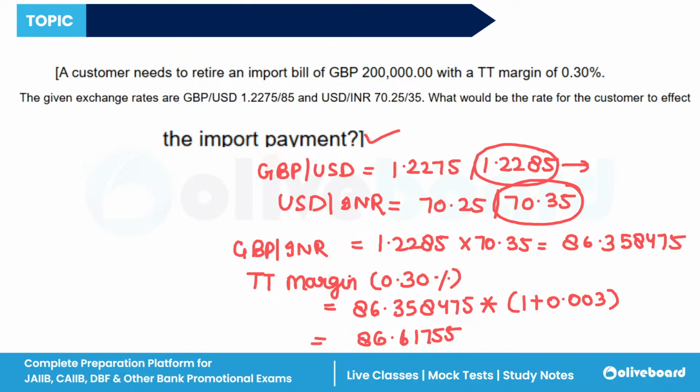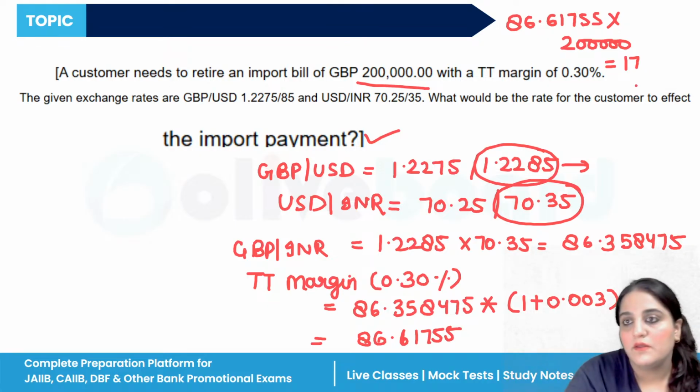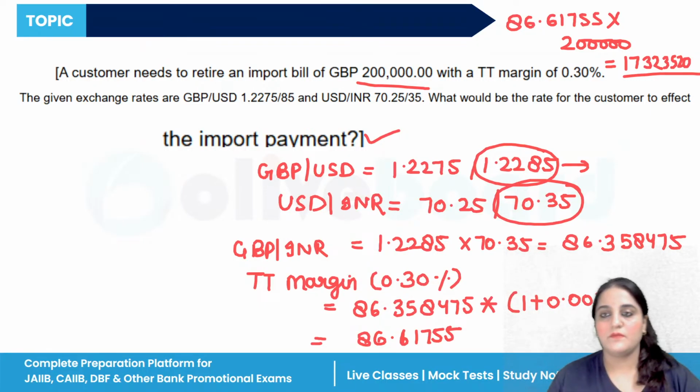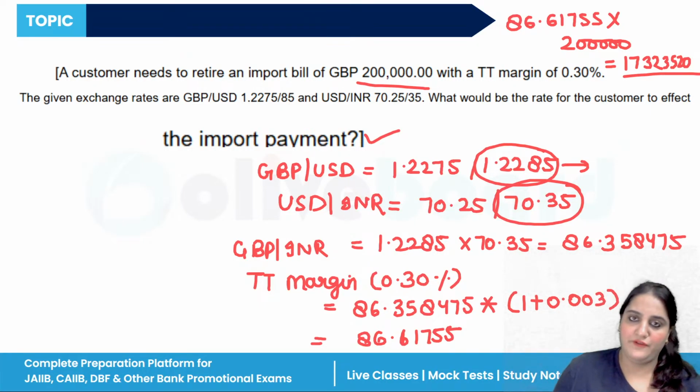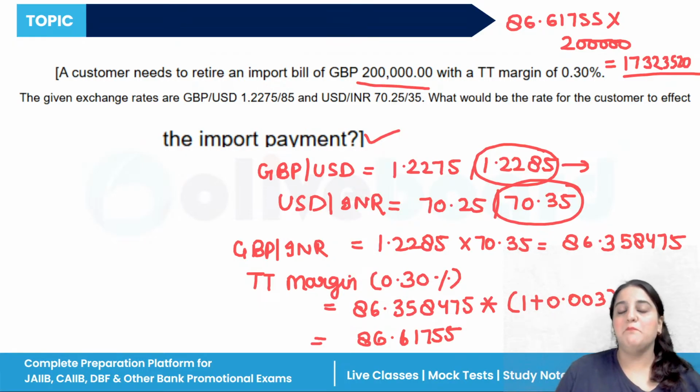Now, according to the question, we have to pay our import bill of this amount. So simple, multiply this amount with the British pound amount, which equals 17,323,520. That is the rate for the customer to effect the import payment.